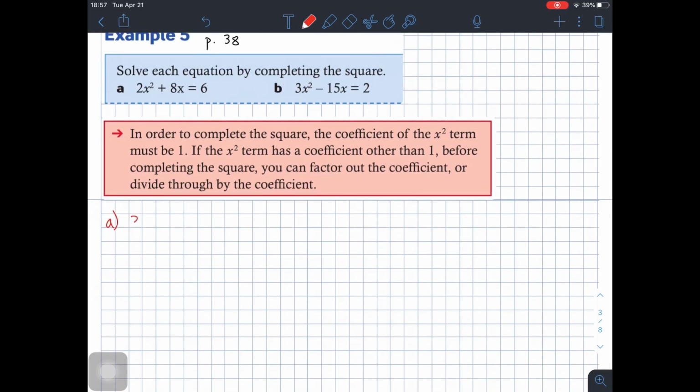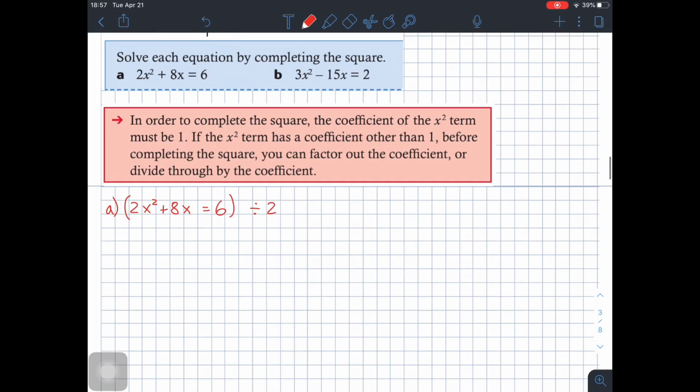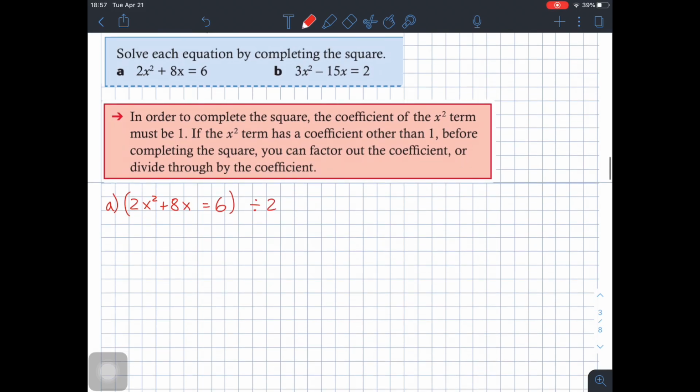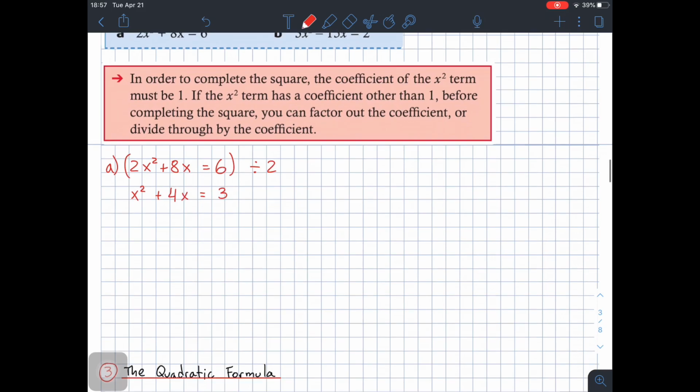So if I write the equation first, the rule is that this number should always be 1 in order to be able to complete the square. So one thing we could do here in order to make sure this is 1 is divide the whole expression by 2, right? So 2 divided by 2 would be 1, so this is x squared. 8 divided by 2 is 4, so 4x equals 6 divided by 2, this is 3. So this is something that it's much easier to solve by completing the square.